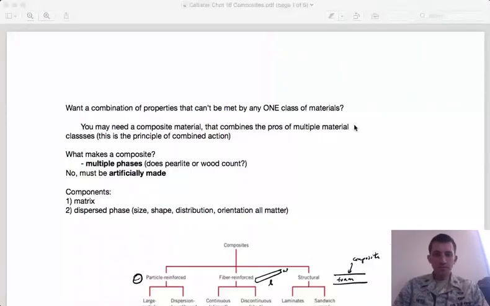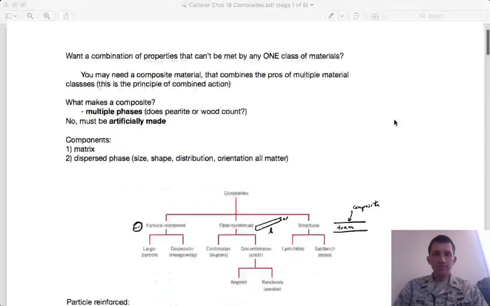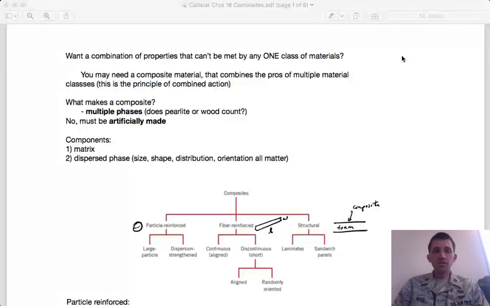So I'm going to go ahead and switch over. Give me a minute here to the notes so we can talk about composite materials. Now, composite materials here are covered towards the end because they're a combination of materials we've already talked about. And so a lot of what we've talked about previously will apply to composites in a way.